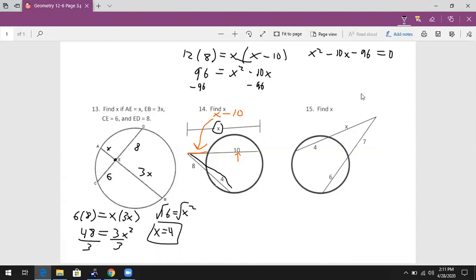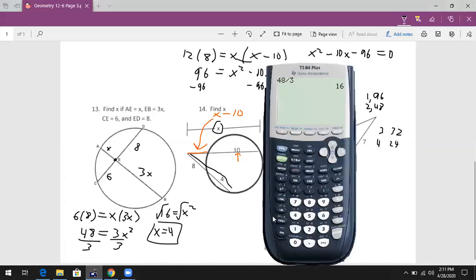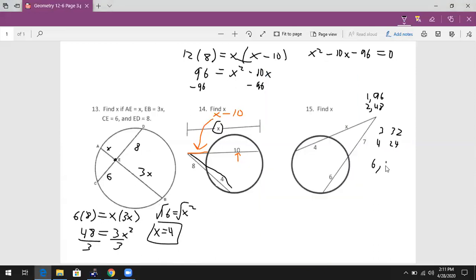So we've got to factor 96, and the factors have to be 10 apart. 1 and 96, 2 and 48, 3 and 32, 4 and 24. None of these are working here. 5 won't work. 6, 96 divided by 6 is 16. 6 and 16, those are 10 apart.